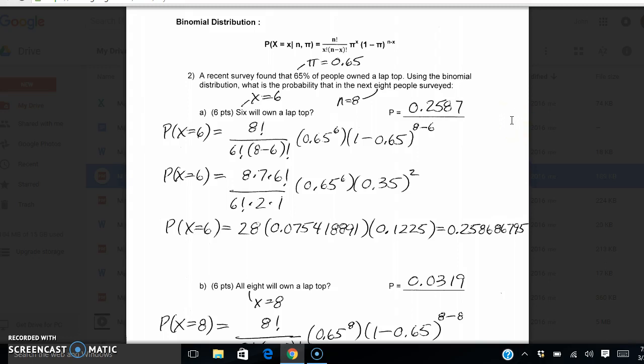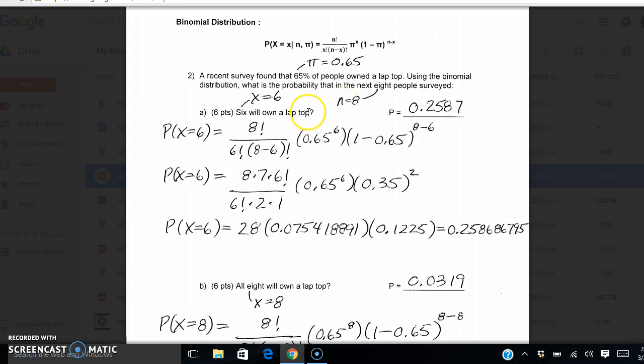Problem 2 says a recent survey found that 65% of people owned a laptop. Using the binomial distribution, what is the probability that in the next 8 people surveyed, and then we have the number of people that we're interested in for each section of the problem. So the pi is 65% or 0.65 as a decimal number, and the n is 8, which is the number of people in the survey, the number of observations that we are looking at.